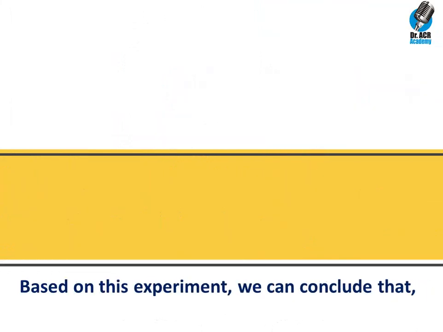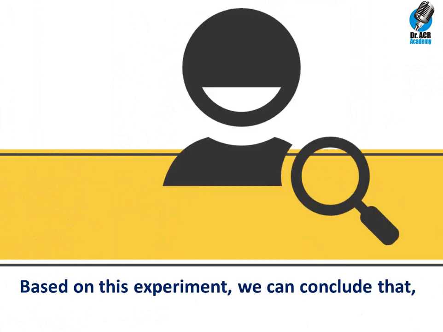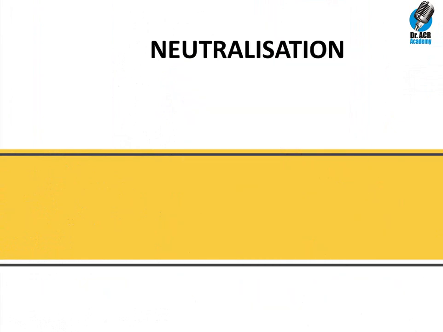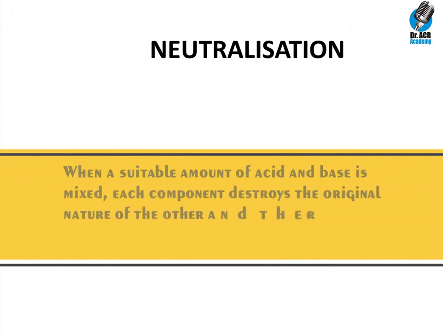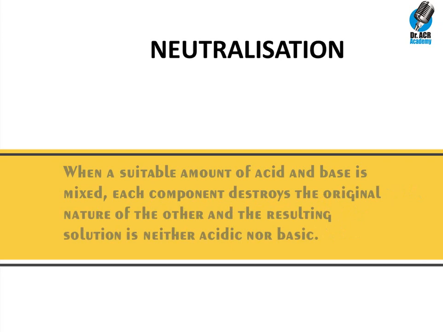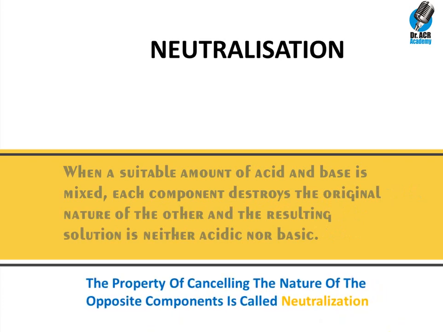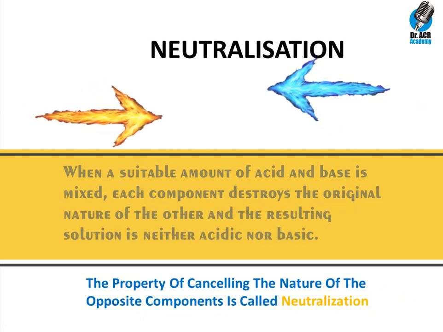Based on this experiment, we can conclude that when a substantial amount of acid and base is mixed, each component destroys the original nature of the other and the resulting solution is neither acidic nor basic. The property of cancelling the nature of the opposite components is called neutralization.